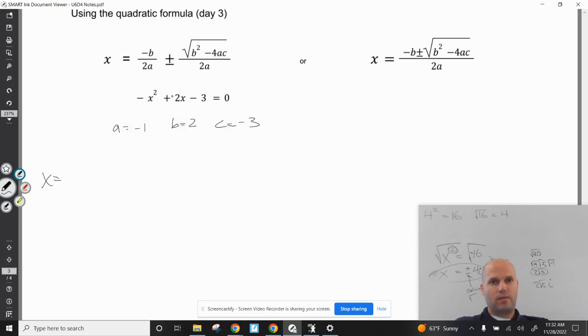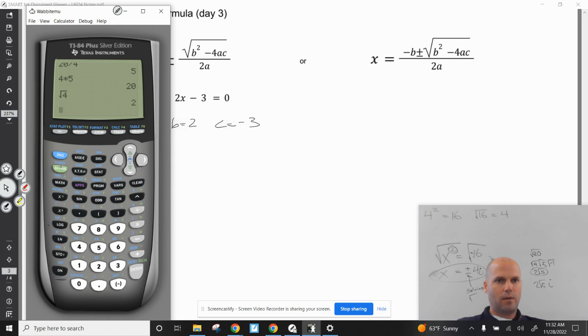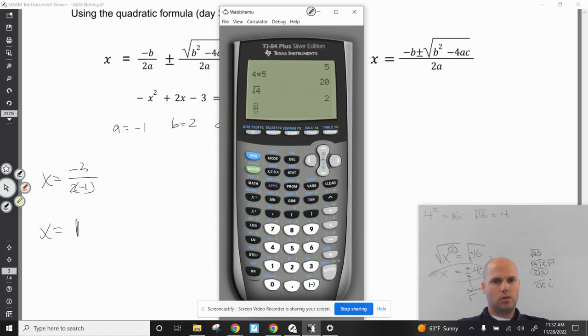If B was negative, it'd be positive. But B is positive 2, so I got negative 2 over, I'll use this form, over 2 times negative 1. Do this math. 2 times negative 1 is negative 2. Negative 2 divided by negative 2 is positive 1. Use the fraction button in your calculator. If you can't get that, or if you're not comfortable with your mental math, please use your fraction button. That way, you're not typing it in wrong in the home screen. Don't tell me this is something else.